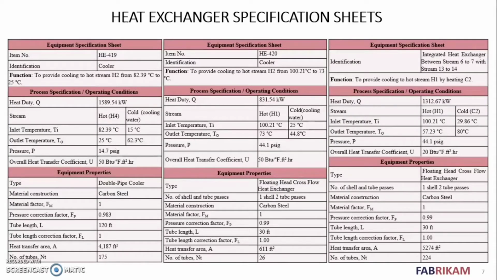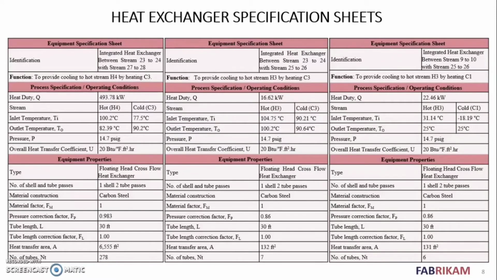For the next heat exchanger specification sheets, it is for the cooler and also integrated heat exchanger. For both the cooler, heat exchanger 420, and the integrated heat exchanger, it is using a floating head cross flow heat exchanger with one shell, two tube passes. The other process specifications and equipment are given in detail as they are.